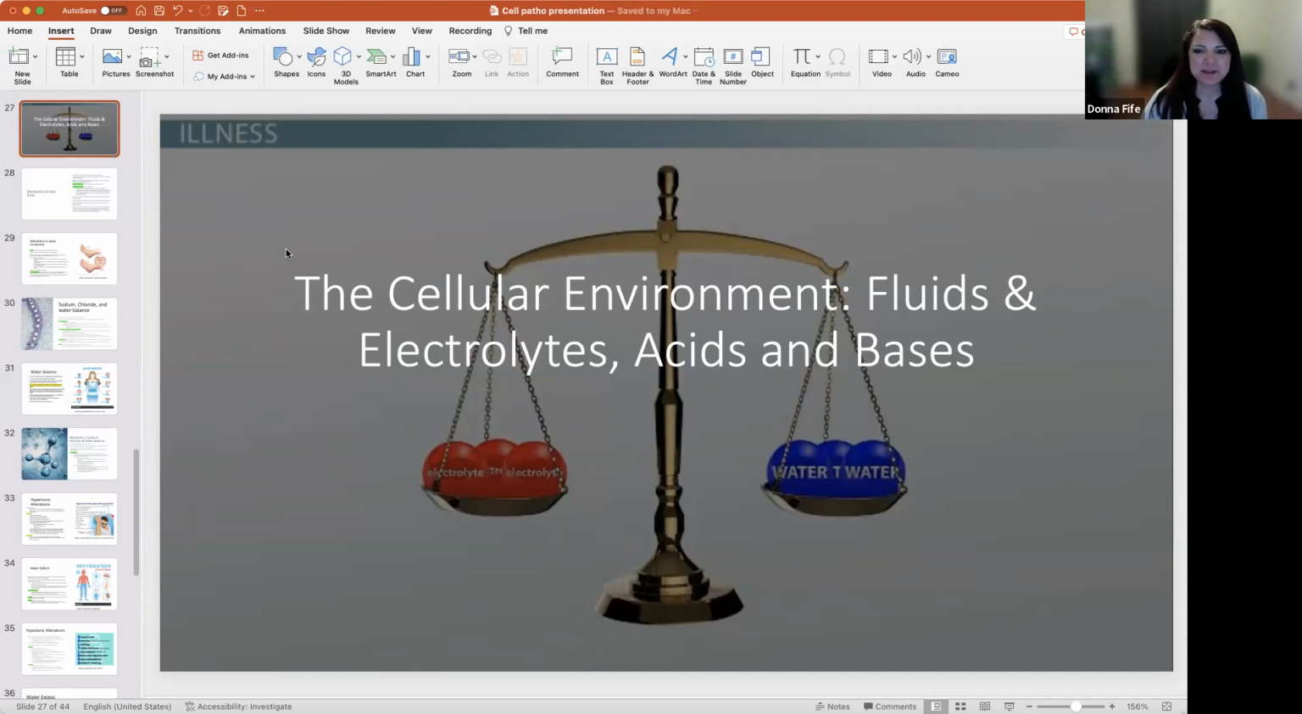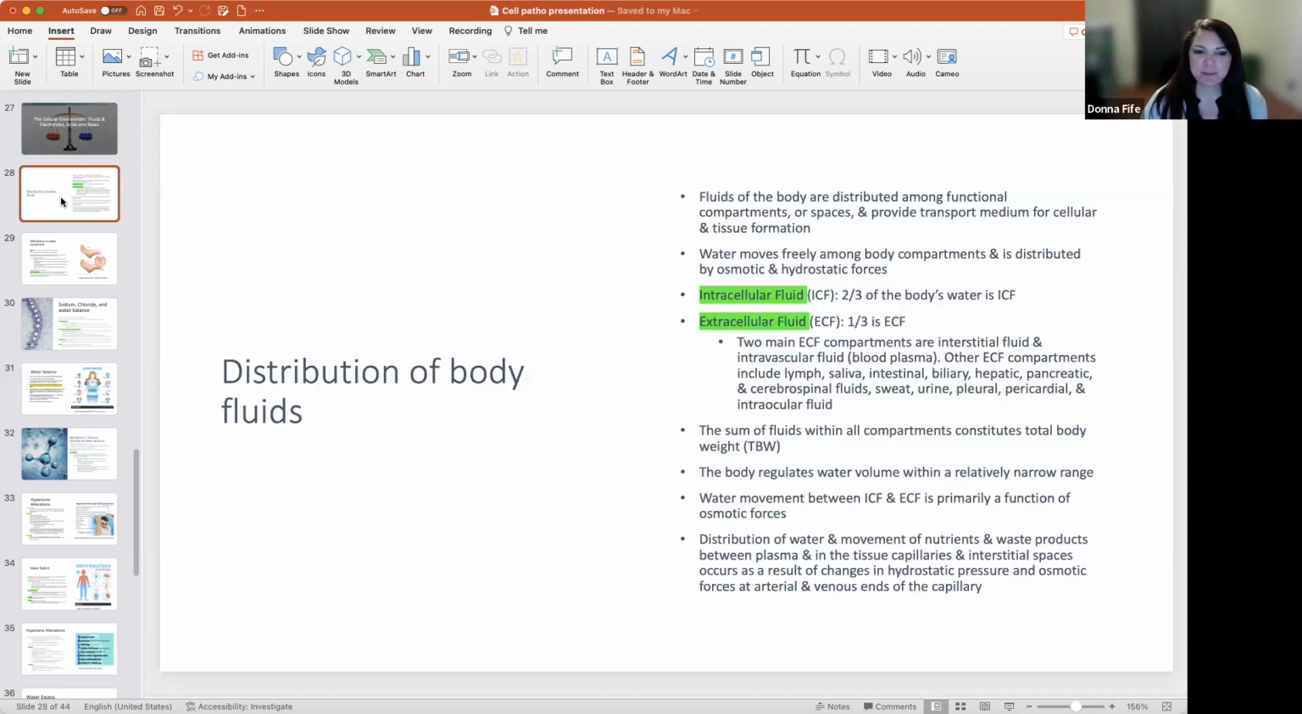Today we're going to cover the cellular environment, fluids and electrolytes, acids and bases. We'll get started with the distribution of body fluids. Fluids in the body are distributed among functional compartments or spaces and provide transport medium for cellular and tissue information. Water moves freely among body compartments and it is distributed by osmotic and hydrostatic forces.